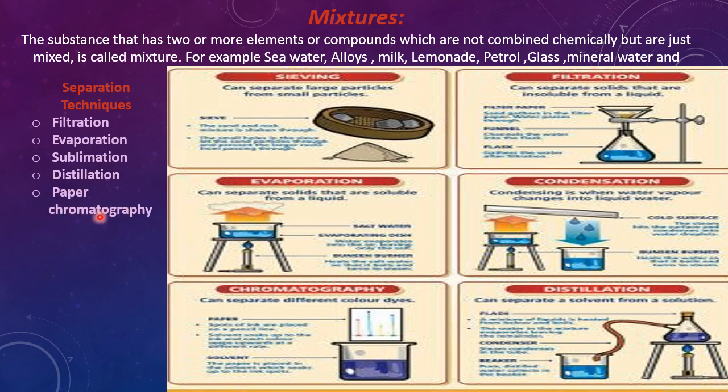Paper chromatography is done for the separation of ink or paint dyes, and it is easily done in the lab as well. This diagram shows the different techniques properly. We have discussed all these diagrams in detail many times. That's enough for separation techniques. This is sieving. We have done filtration, evaporation, condensation, chromatography, and distillation. In your book, we have also done fractional distillation of crude oil.